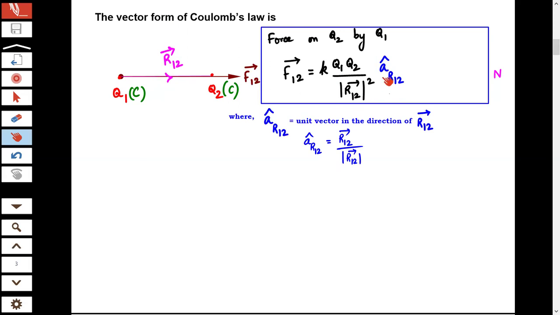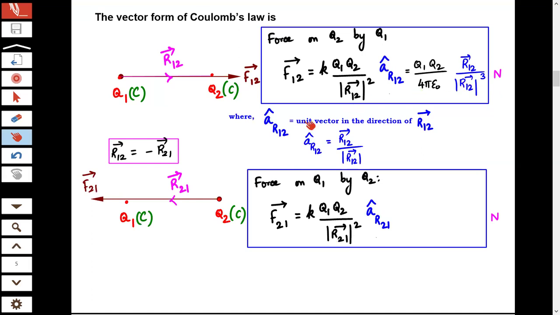Substituting this into the expression, we get the force as Q1 Q2, and the constant K is 1 by 4 pi epsilon naught, times the vector R12 divided by the magnitude of R12 cubed. You can observe here that when you write only the unit vector A, the denominator has a square term. If instead of the unit vector we write R by magnitude of R, the expression gets R cube in the denominator. We also know the unit of force is Newton.